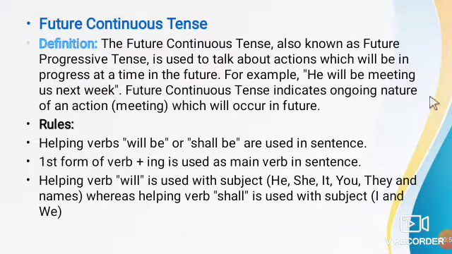For example, he will be meeting us next week. It means that the action has not yet started. It will happen in the future and it is also a continuous action. Future continuous tense indicates the ongoing nature of an action, meeting, which will occur in the future.